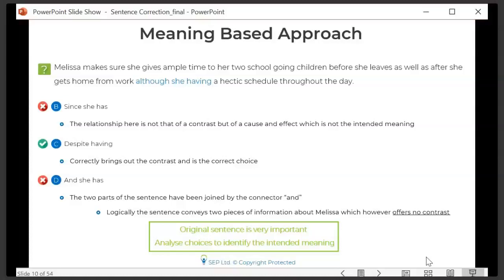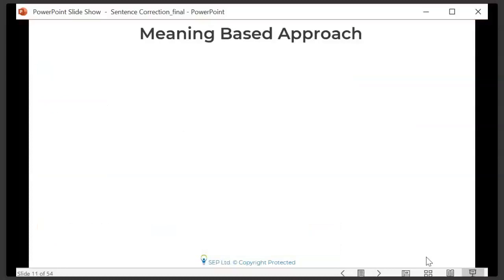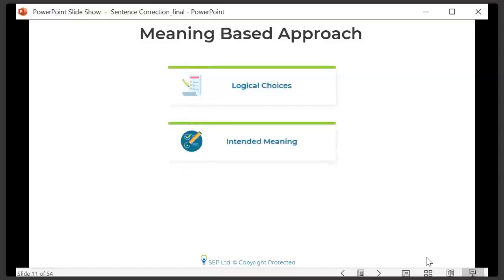And this brings us to the most important part, that when you're looking at a meaning-based approach, the idea is you are looking for a choice which is logical. You're looking for a choice which is according to the intended meaning, for which you would have analyzed the original sentence very, very closely. And you're looking for an option which is concise. Let me just point out here that conciseness is not a deterministic error, okay? So it is much less important than the other two criteria, but nonetheless should be kept in mind.